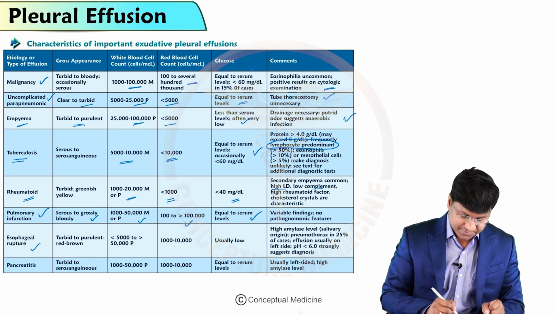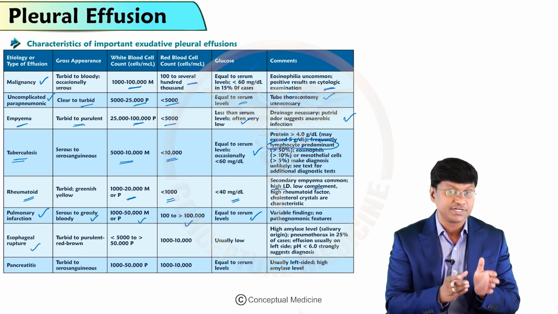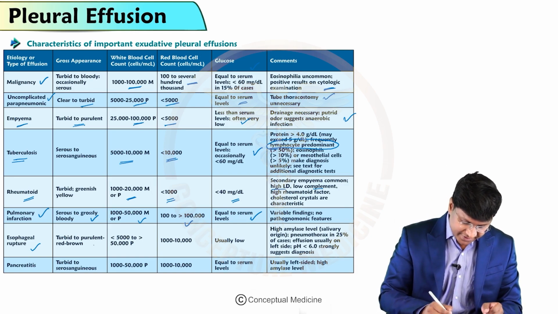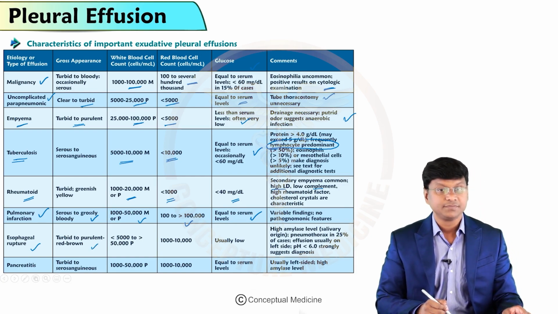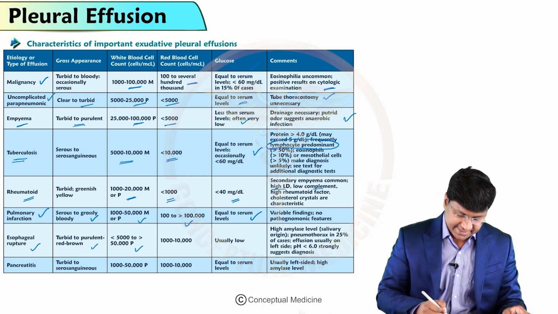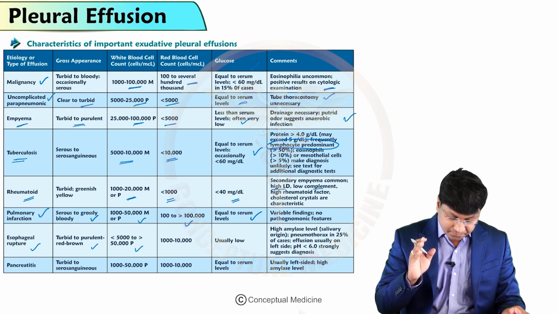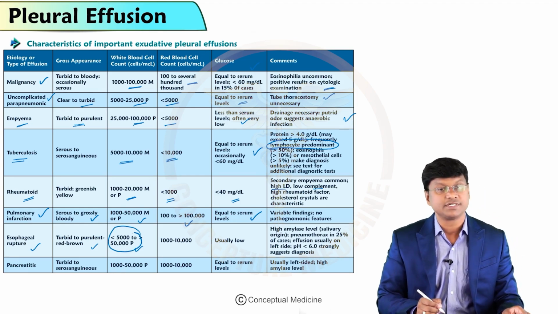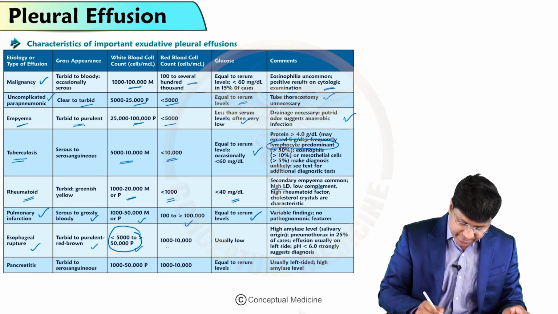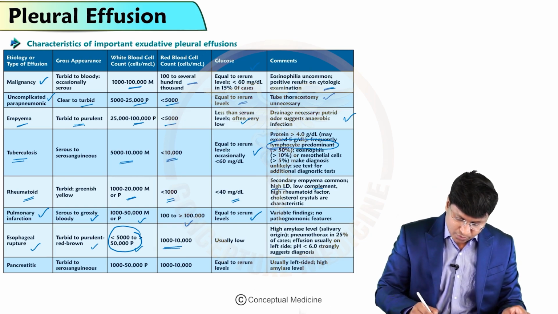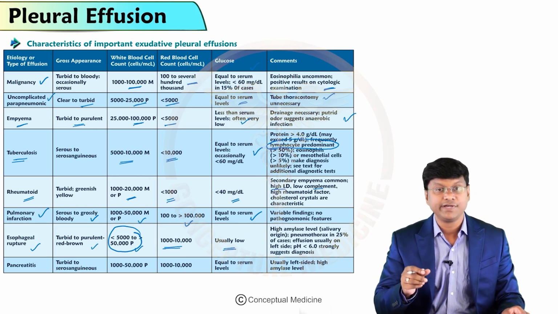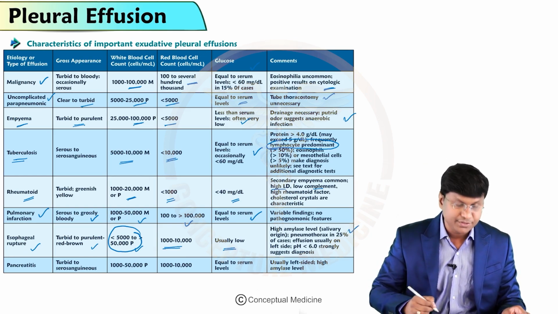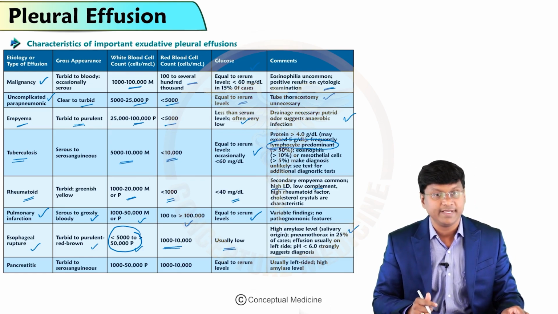Then you take esophageal rupture. Esophageal rupture is mainly responsible for predominantly left-sided pleural effusion, and the gross appearance is turbid to purulent. The number of WBCs will be around 5,000 to 50,000 cells per microliter, and RBCs will be around 1,000 to 10,000, and the glucose is usually low, right? The pleural fluid glucose will be lower compared to that of the serum glucose. And in esophageal rupture, when you do a pleural fluid analysis, the amylase levels will be elevated.